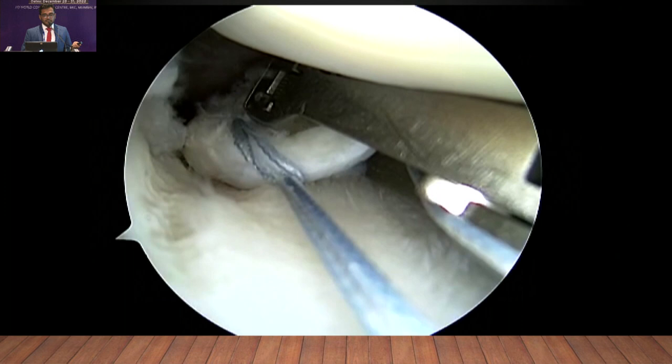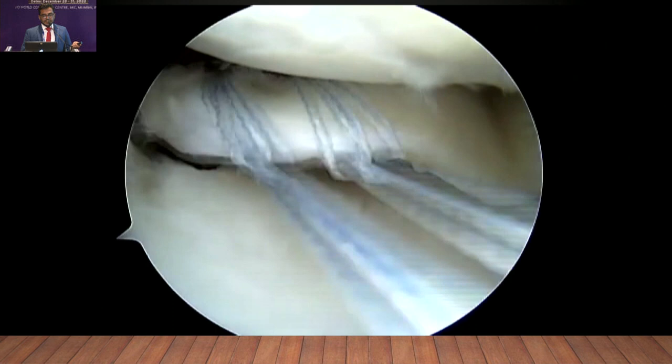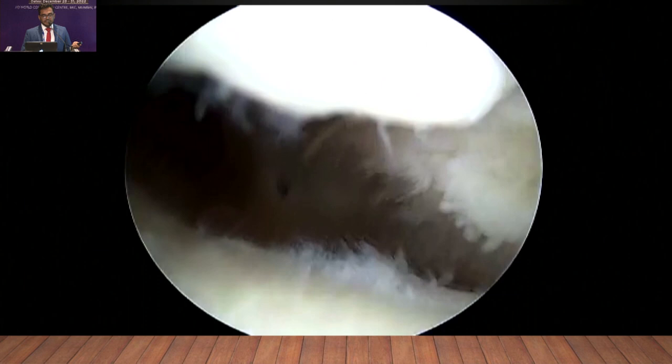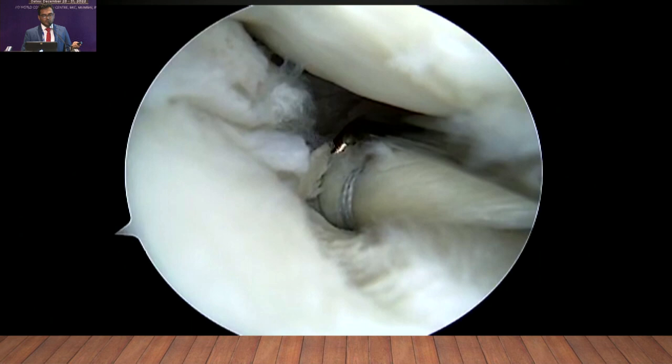And then you drill a tunnel with the help of the meniscus root repair jig, which is specially designed for this technique. And this tunnel starts from the anteromedial aspect of the tibia, a little bit away from the tibial ACL tunnel.